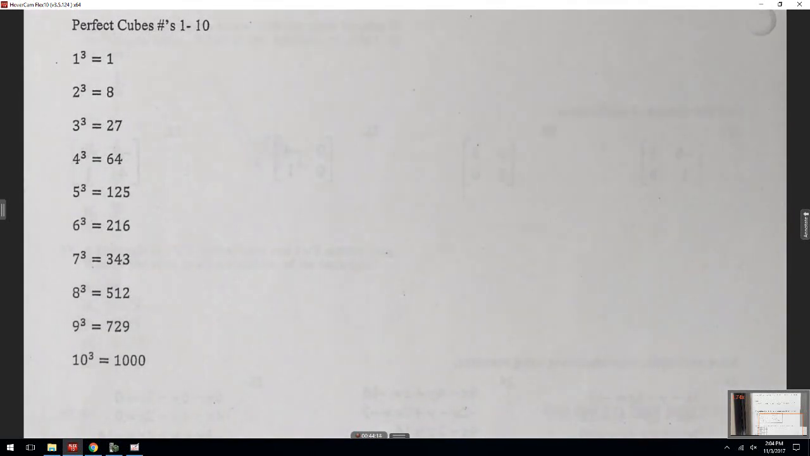We have a test on this. So what do you got Tuesday? 2 things. We got a perfect cube test, and we have a quiz on what? Quadratic formula and complete the square. Tuesday. Good. Got it? All right.